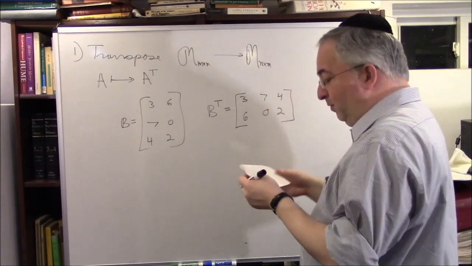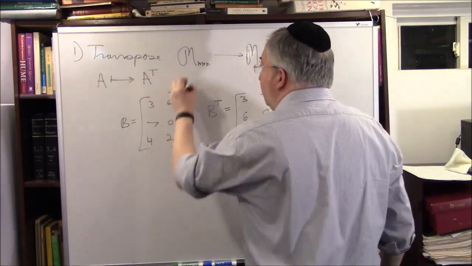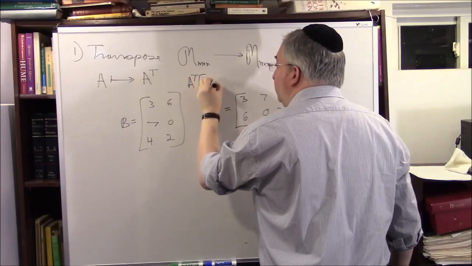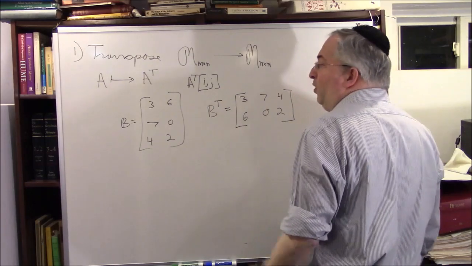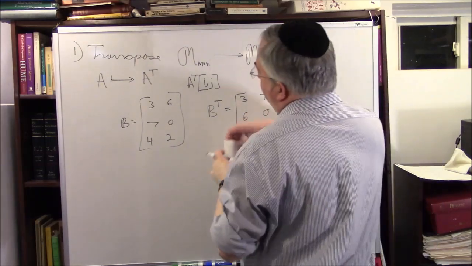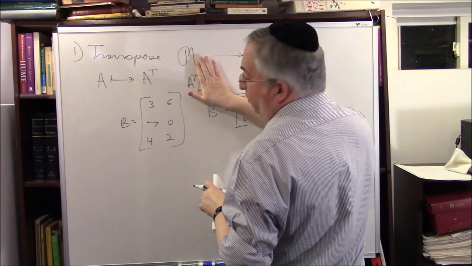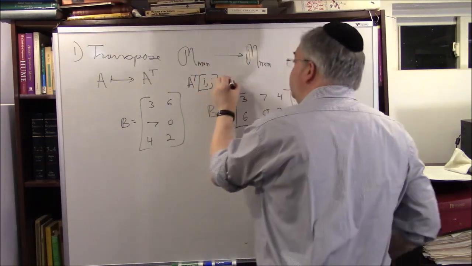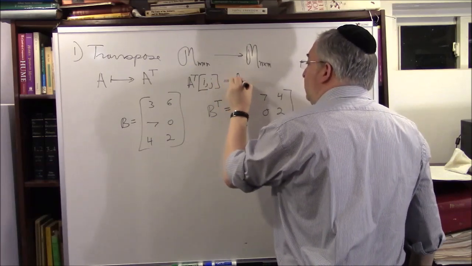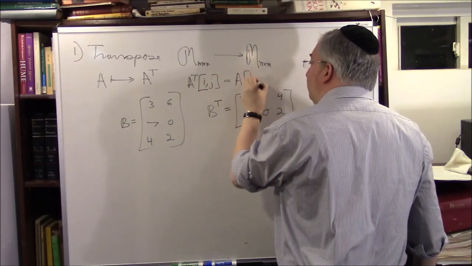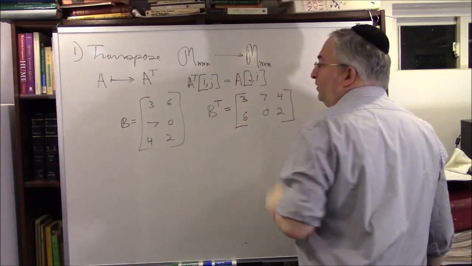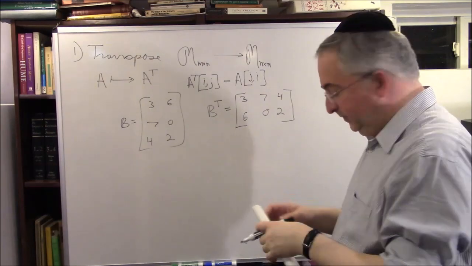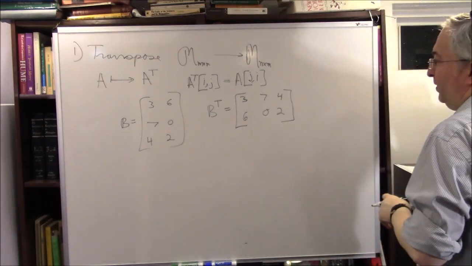Okay, let's be formal with the way we write it. We say as follows: A transpose, the ij position, what's that equal to? Let's go through that again. A is a matrix. A transpose is another matrix. The ij position of A transpose is equal to A of j, i. Turn it around. Transpose it. Flip it. That's a simple operation.